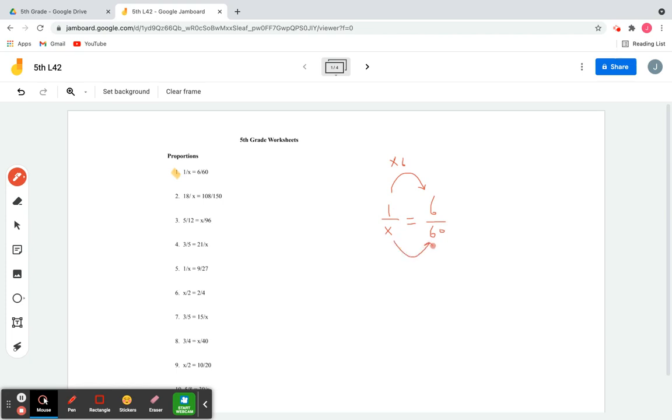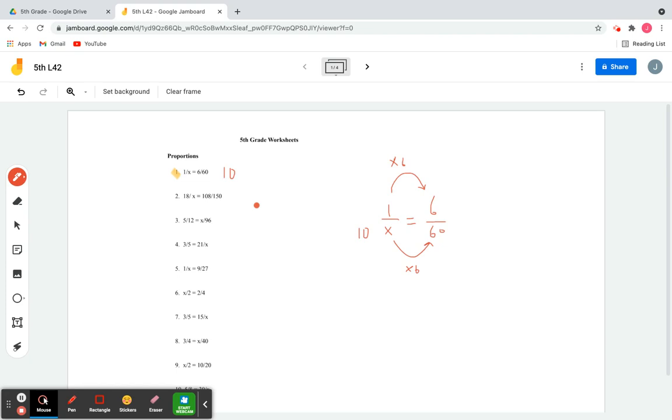That means x times 6 is 60. So in order to solve for x, we're going to divide 60 by 6. Then we're going to get 10, right? So 10 times 6 is going to be 60, and 60 divided by 6 is 10. So x is going to be 10. The final answer for number 1 is 10.